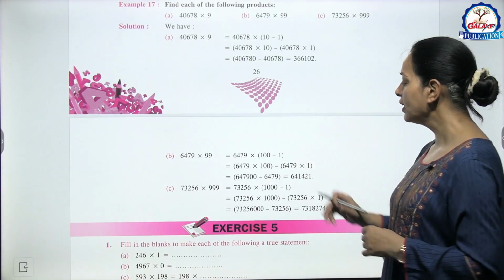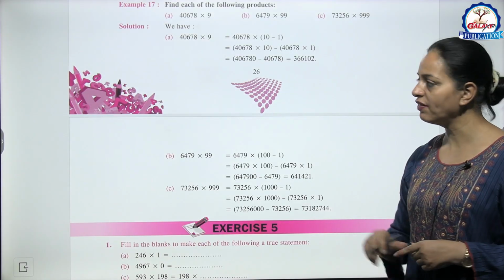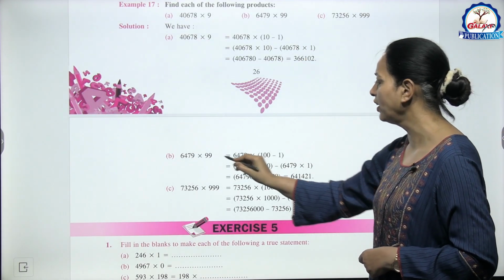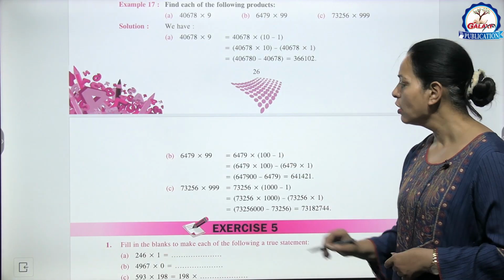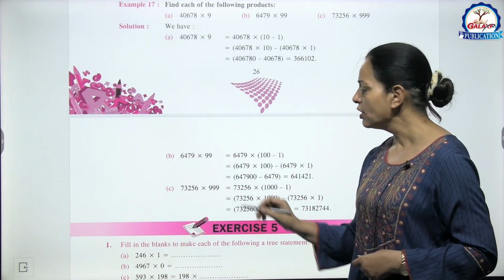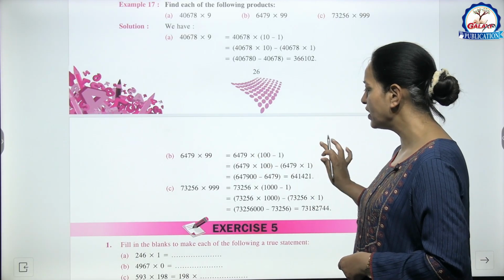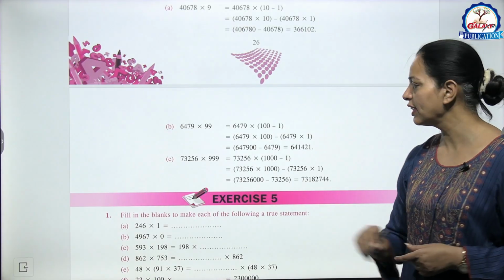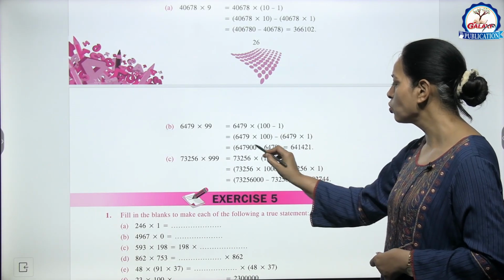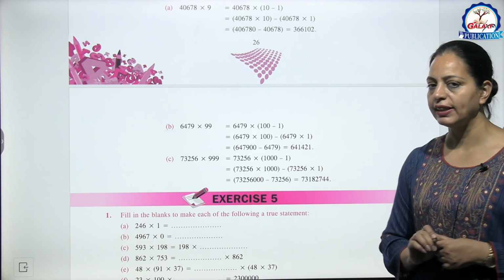Now B part, 6479 into 99. So we will change 99 to 100 minus 1. So now distributive law: 6479 into 100 minus 6479 into 1. So solve it, you will get this one.